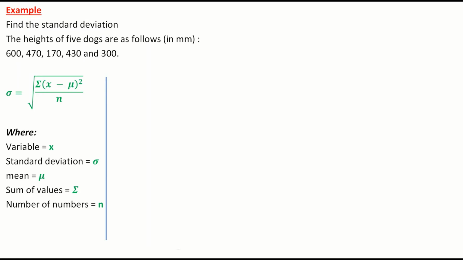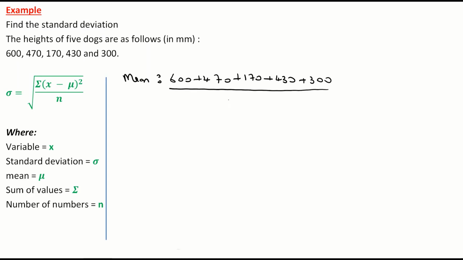So first thing I need to do is go off and find the mean. So to find the mean, we have to add up all of the numbers and divide by how many numbers you have. So it's 600 plus 470 plus 170 plus 430 plus my 300. And I divide my total by the number of numbers, which is 5.